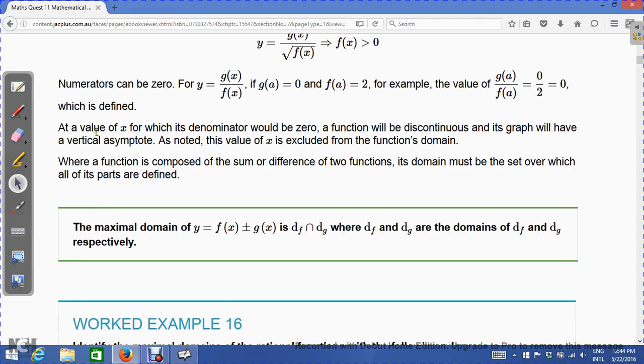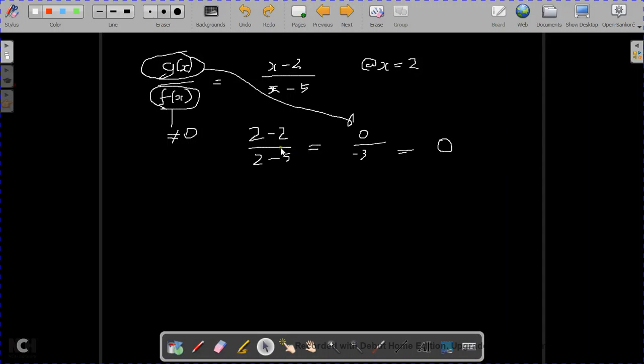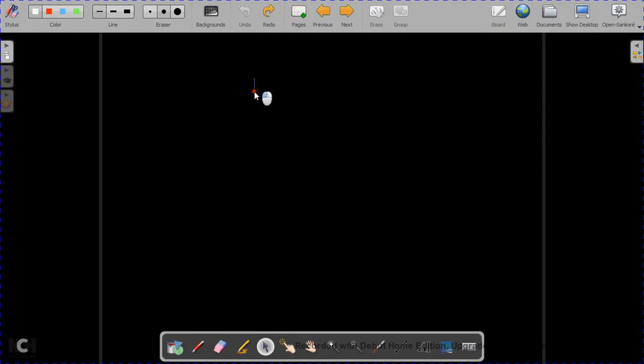At a value of x for which its denominator would be 0, a function will be discontinuous and its graph will have a vertical asymptote, as we saw from the hyperbola, or the truncus.